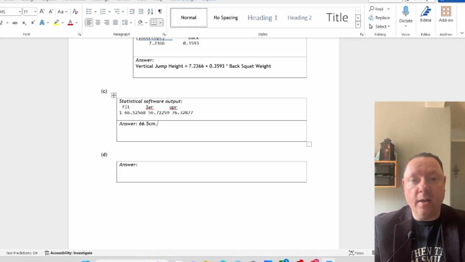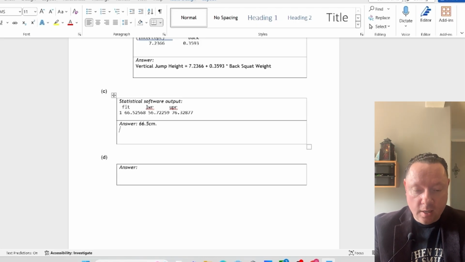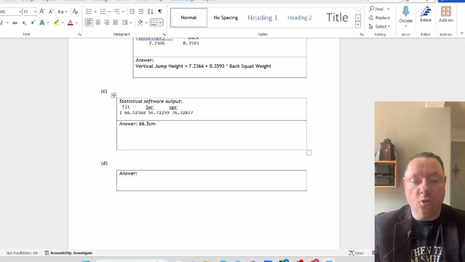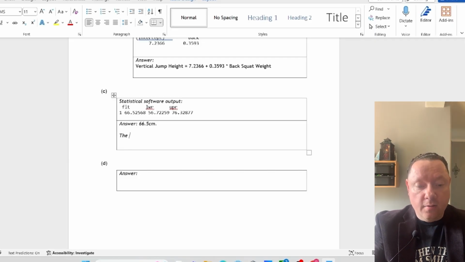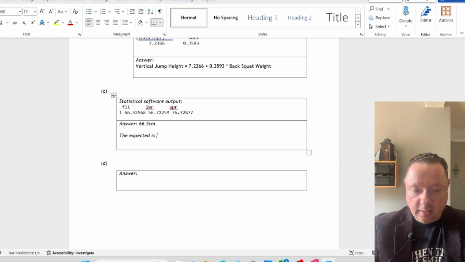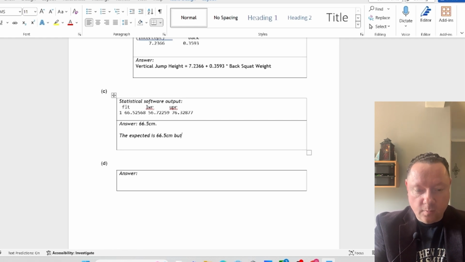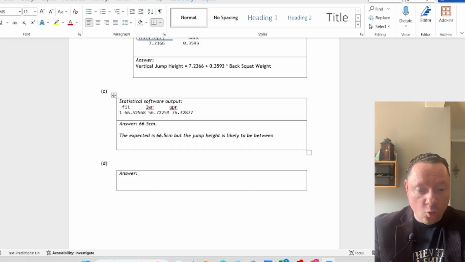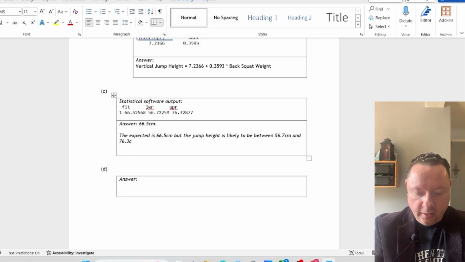And we have to comment on the accuracy of this prediction. So there's two ways to do that. I'll give you the easiest option. The expected or fitted value is 66.5 centimetres, but the jump height is likely to be between the lower, which is 56.7 centimetres, and the upper, 76.3 centimetres.